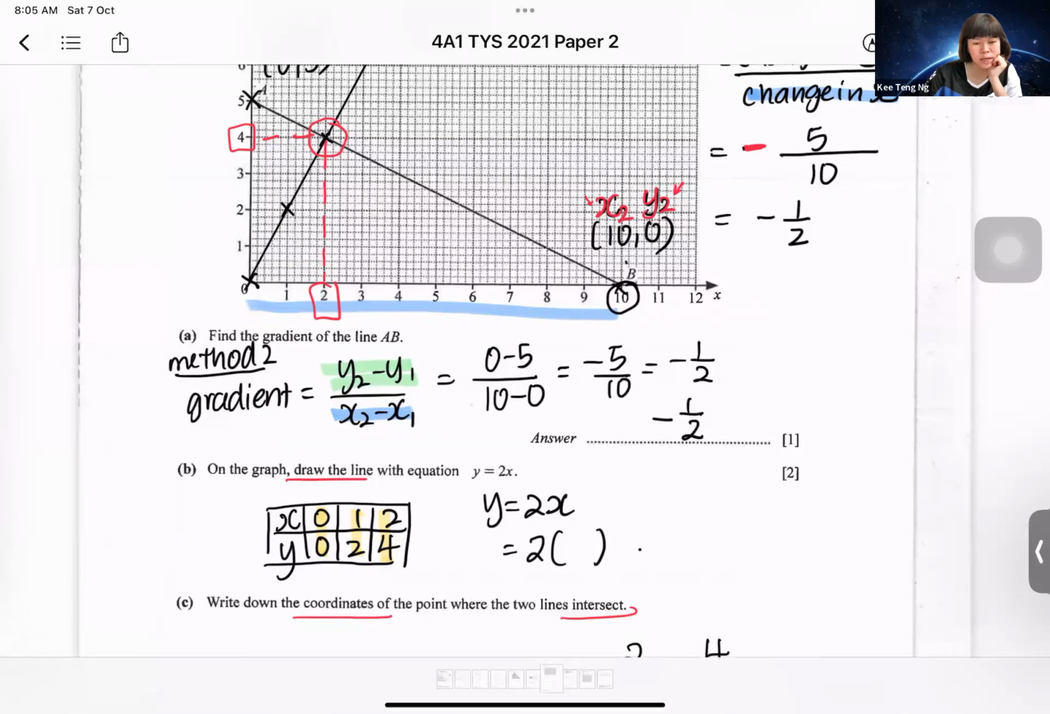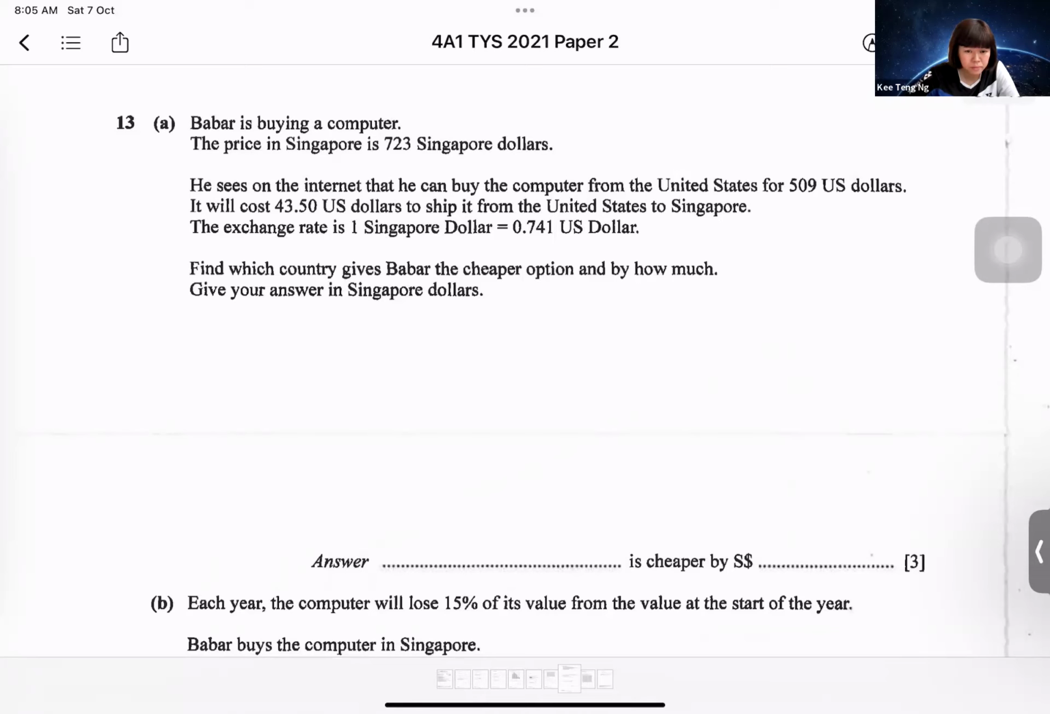Next question, question number 13. Barbara is buying a computer. The price in Singapore is 723 Singapore dollars. He sees on the internet that he can buy the computer from the United States for 509 US dollars. It will cost a shipping fee of $43.50.